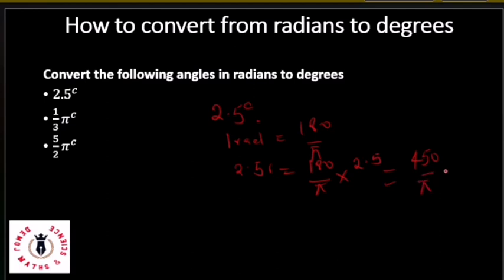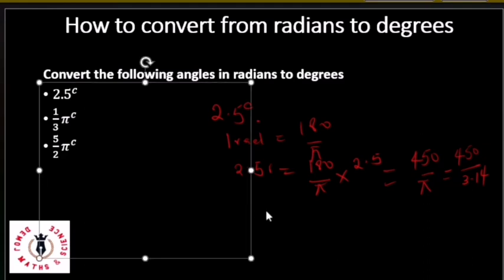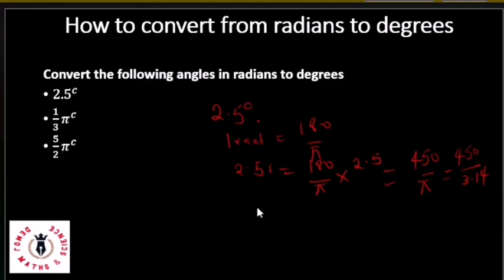Over pi. Remember, pi is the same thing as 3.14. That's 450 over 3.14. Now 450 divided by 3.14, I can easily conclude that my 2.5 radians is the same thing as 143.12 degrees.